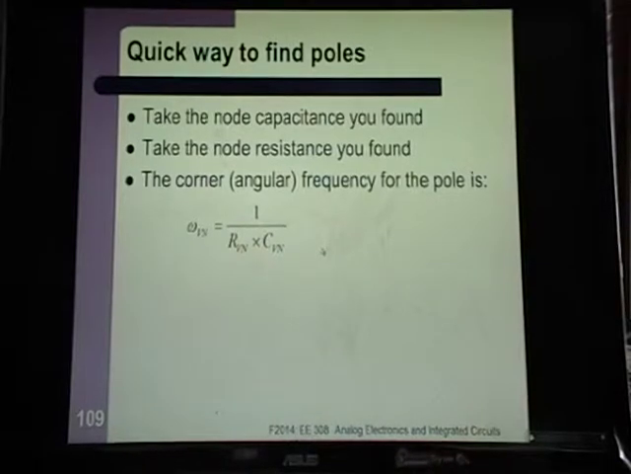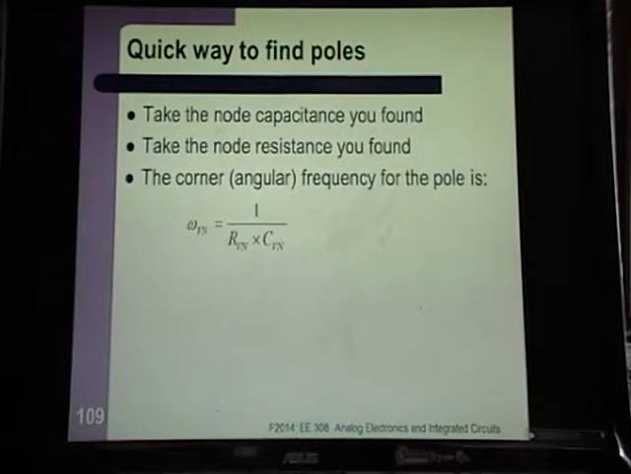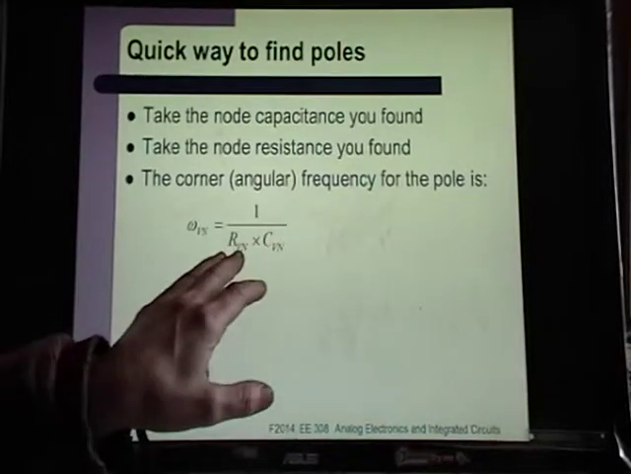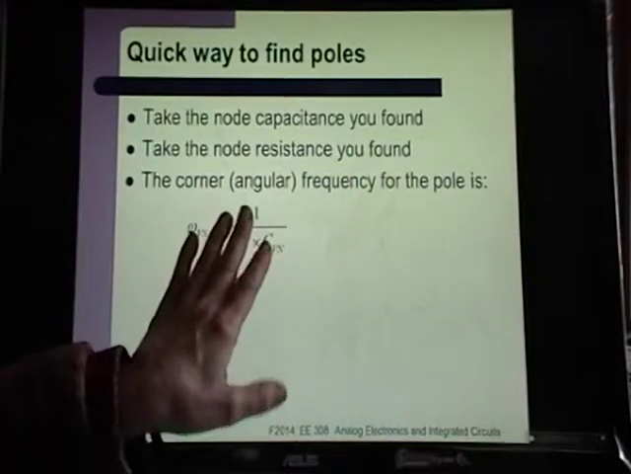And then the quick way to find the pole is, now you have your C. All the C's at the node add, all the R's at the node are put in parallel, and now you have a C and R. Now you have a pole for that node.